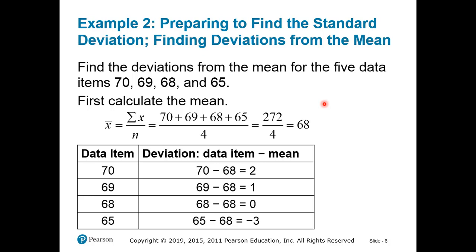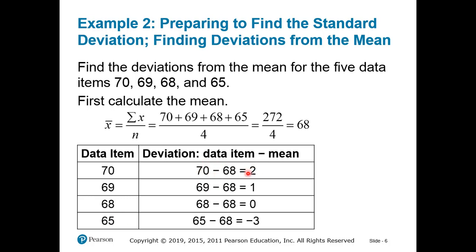Then the next step is we're going to use that to find the deviation. The deviation means how far a particular value is from the mean. To find the deviation, we just subtract the mean from each of the observations, the observed numbers. In this case, we're going to subtract 68 from 70, from 69, from 68, and subtract 68 from 65. And that's where the deviations come from.